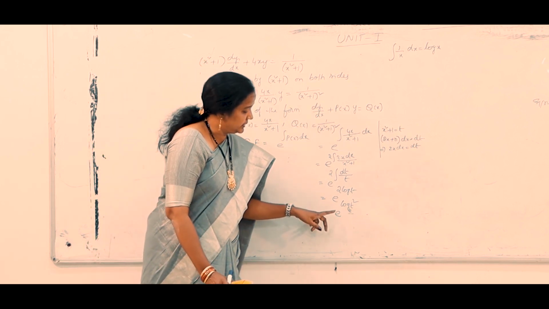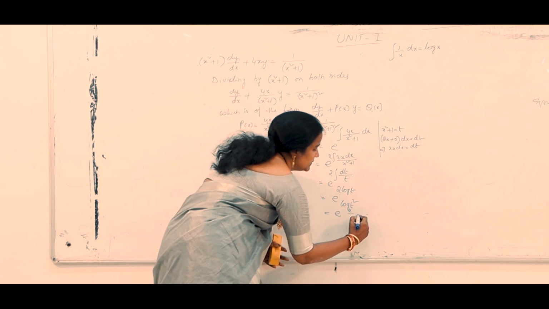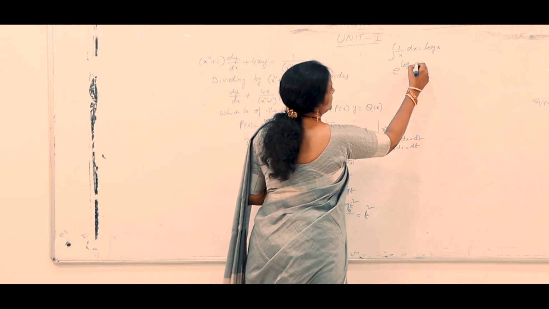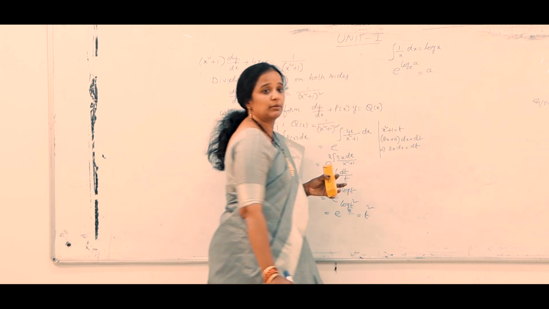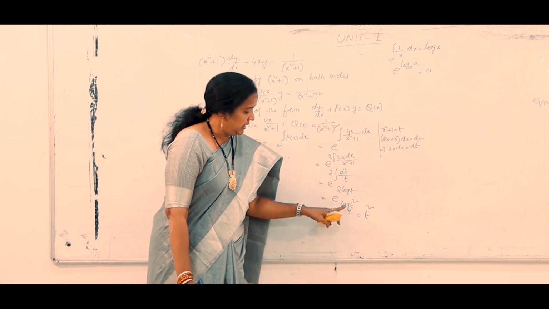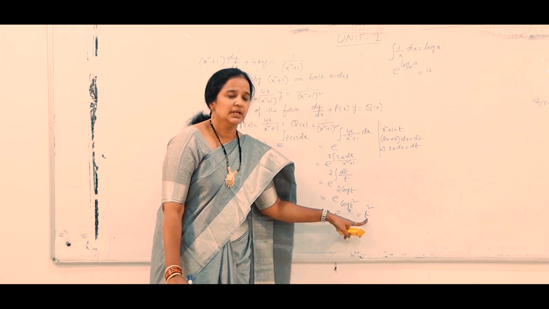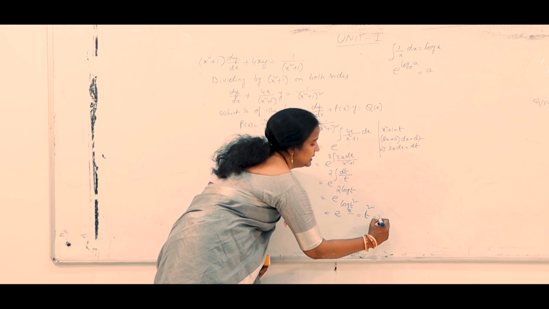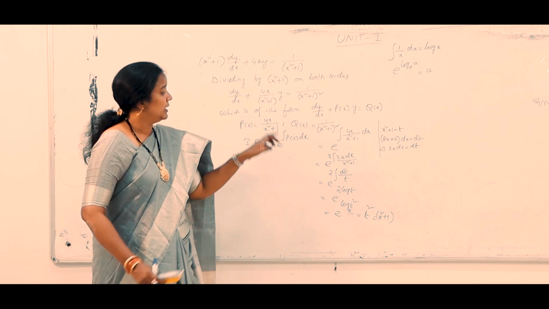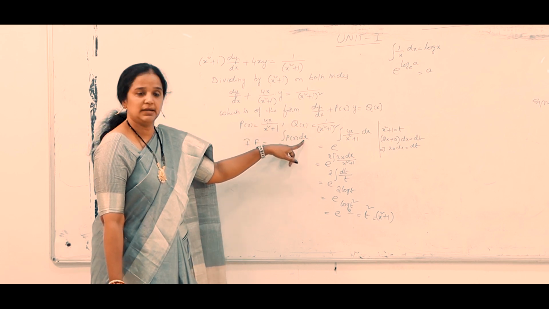So from the formula of e power logarithm, what is the value? Only t square. e power log a is equal to a. This is the formula for exponential function of logarithm. So e power log t square is only t square. What is t value? t value is x square plus 1. Once again, what is the IF formula? e power integral p of x dx.